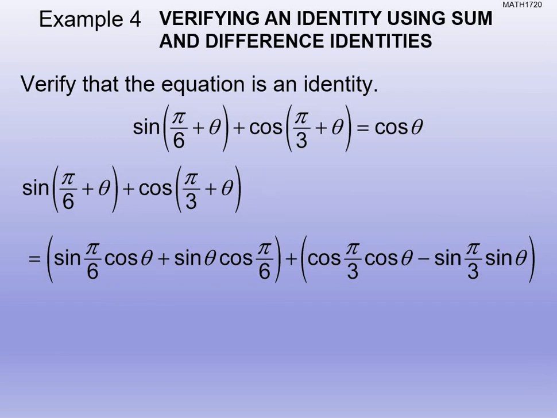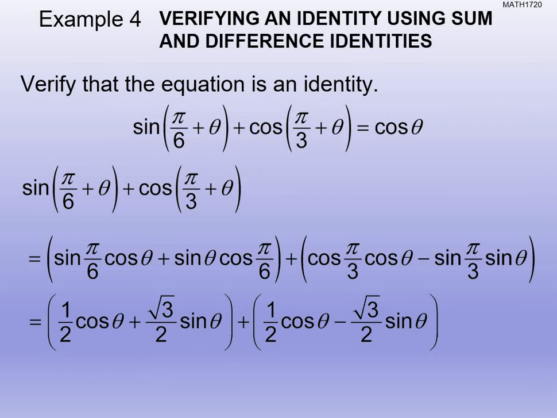We can use pi over 6, which is a 30-degree angle for us, and we know how to rewrite sine of pi over 6, and then we can use pi over 3, which is our 60-degree angle. So using our 30, 60, 90 triangle, we can replace sine of pi over 6 with 1/2, and we can replace cosine of pi over 6 with square root of 3 over 2. We can replace cosine of pi over 3 with 1/2, and we can replace sine of pi over 3 with square root of 3 over 2, since the subtraction was already there from the cosine sum identity.